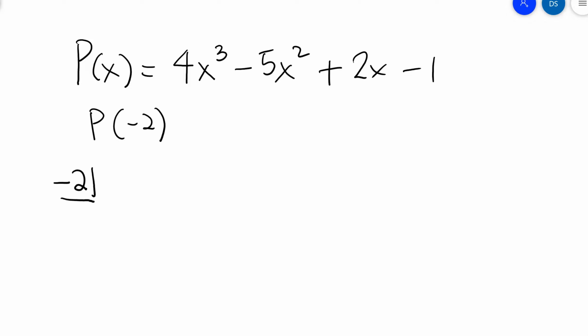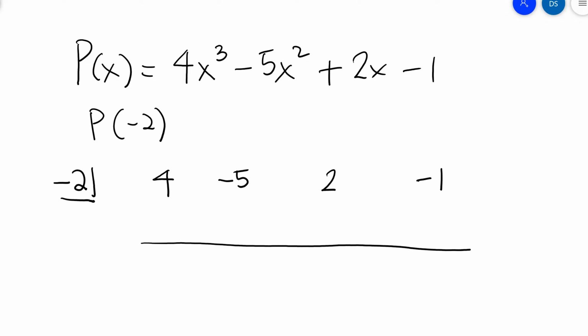So the -2 goes here. We're going to put 4 here, -5, 2, -1. And the process is such: 4, -5, 2, and -1 are the coefficients of your polynomial. So you line it up this way. You're going to bring down the first number, 4.